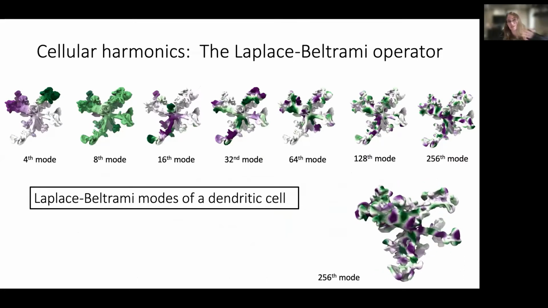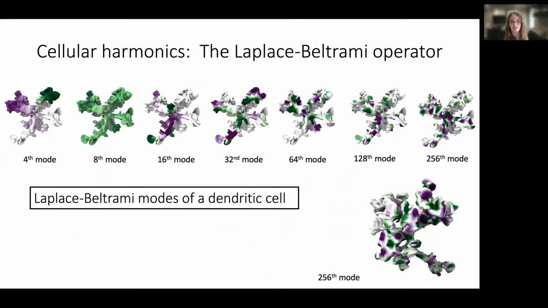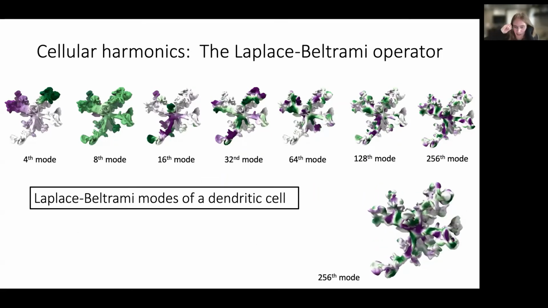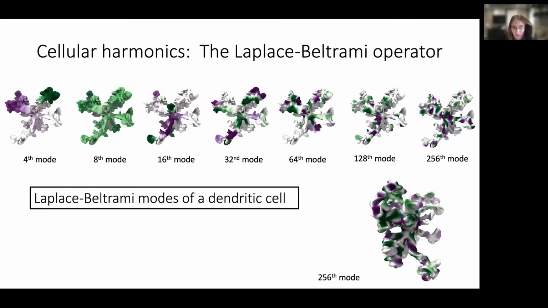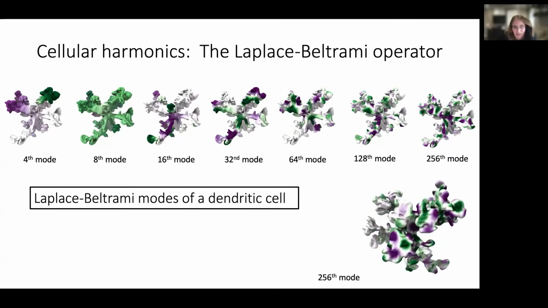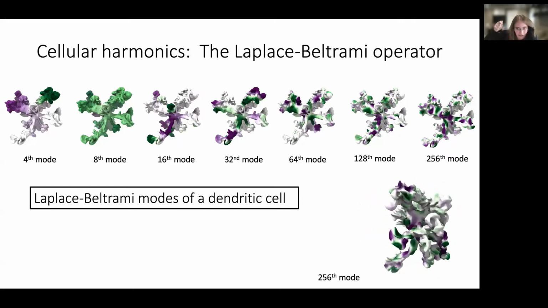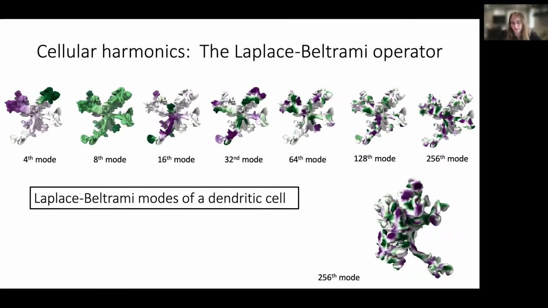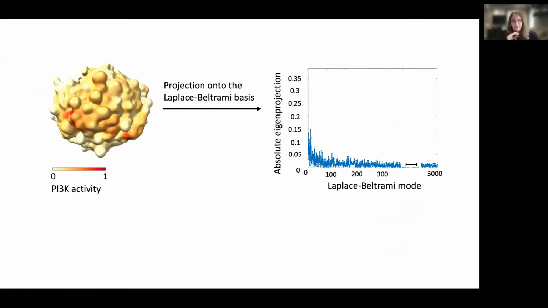Since we're so new in this space, I don't think anyone else has done this, right? So that's what we tried. We tried generating these cellular harmonics, and they are true harmonics in the sense that if you were to turn the cells into a drum and start hitting them, these are the frequencies they would vibrate at. Okay, right, so we can do that here. We decompose PA3 kinase activity on the surface of the cell into this Laplace-Beltrami basis, right?